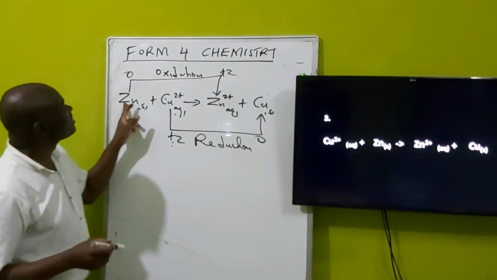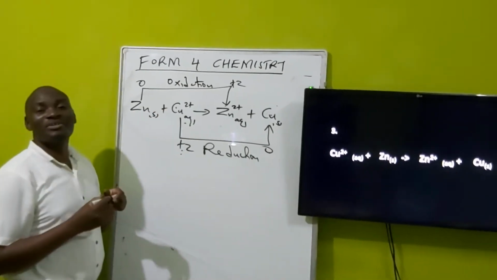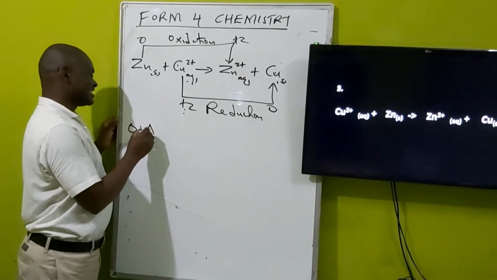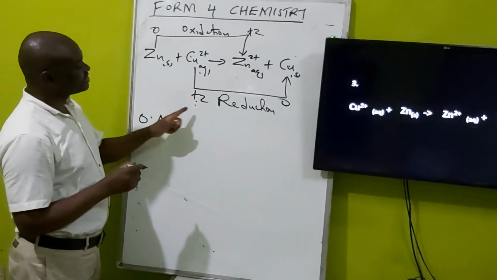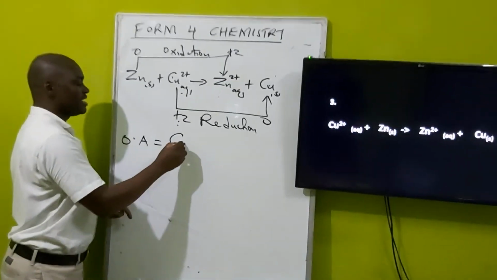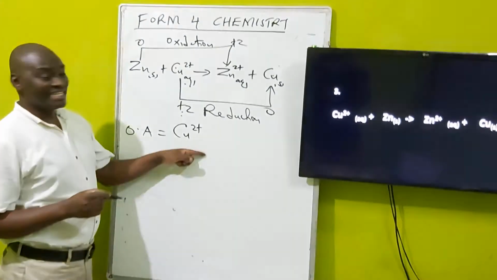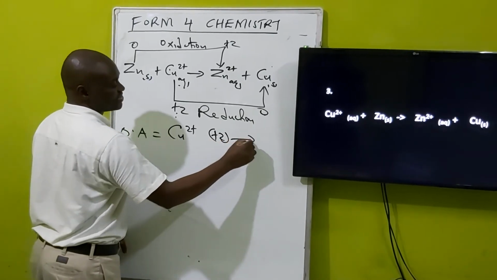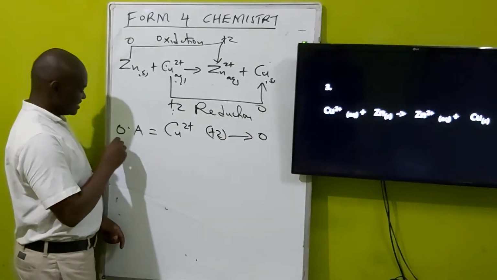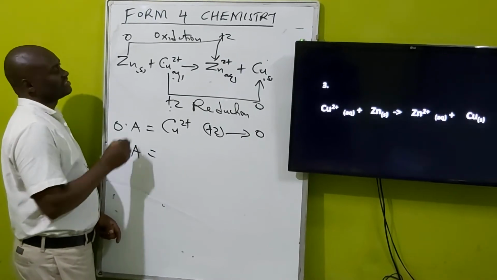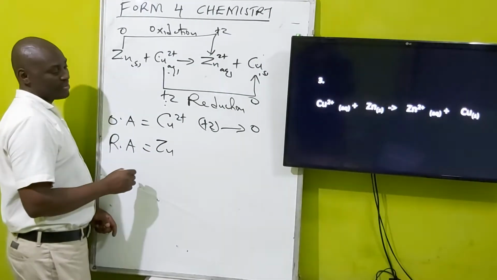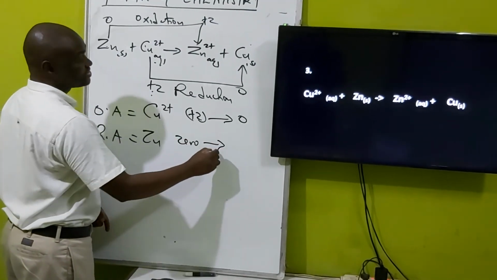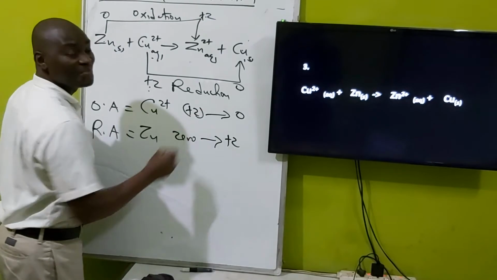So zinc is being oxidized, undergoing oxidation. Copper 2 is being reduced. The oxidizing agent is the one whose oxidation number decreases, which is copper 2. The reason is its oxidation number decreases from positive 2 to 0. The reducing agent is what? Zinc metal. Why? Its oxidation number increases from 0 to positive 2.